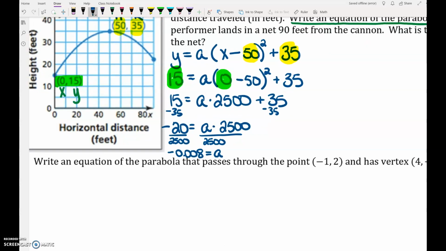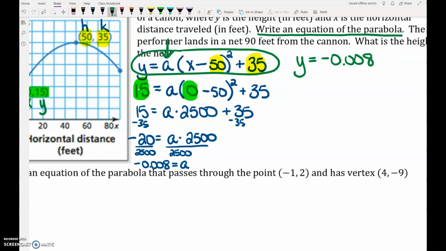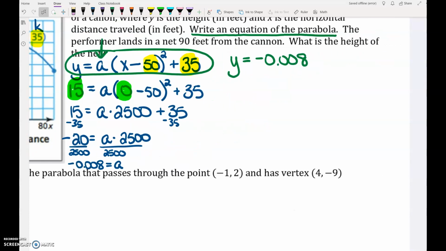Okay. At this point, if you said, I am done, my answer is negative 0.008, you would lose points because the problem asked us to write an equation of the parabola. So we need to go back up to our very first step where all we had in there was the vertex. And now we know what a is. So we're going to rewrite this using our newfound a value. So y equals negative 0.008 times (x minus 50) squared plus 35.